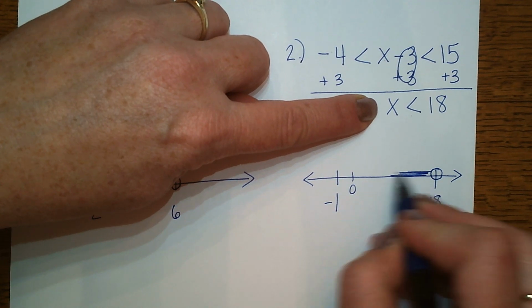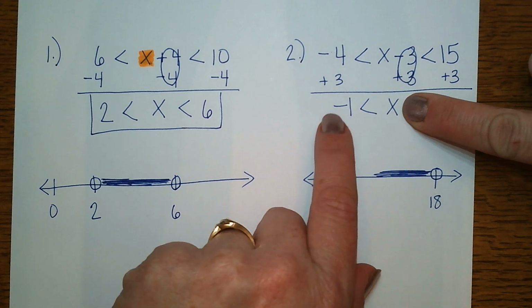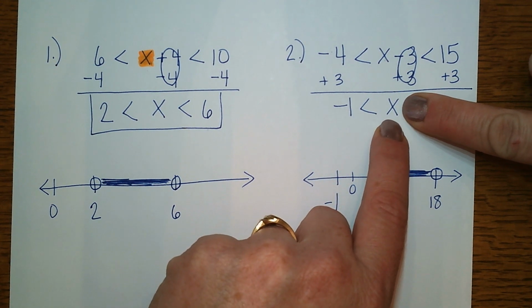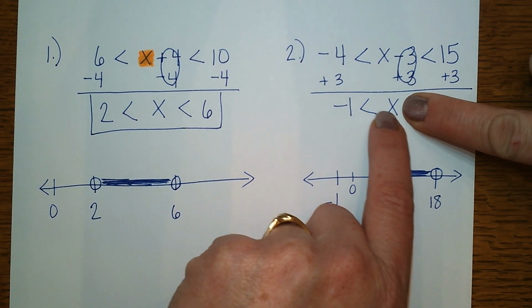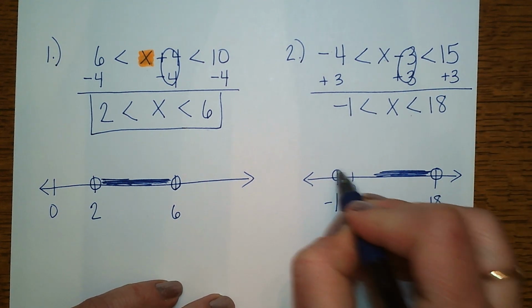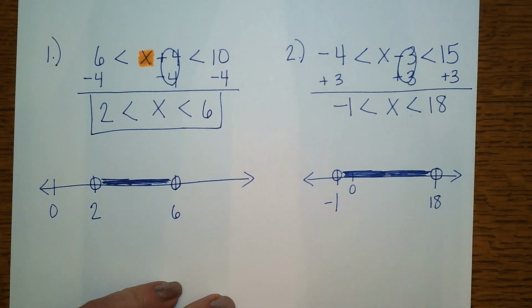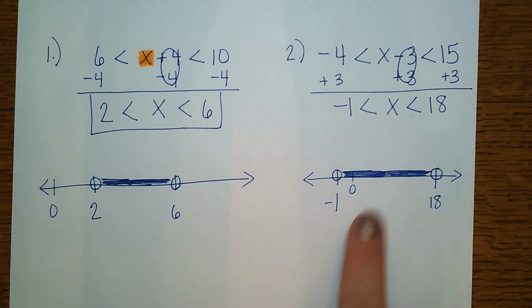Less than goes left. I'm going to cover up this part, and this now says -1 is less than x, or it could say x is greater than -1 if you want to read it backwards. Greater than tells me I have an open circle, and I'm going to shade to the right. So that's what my graph for this compound inequality would look like.